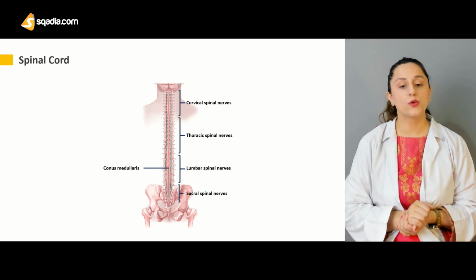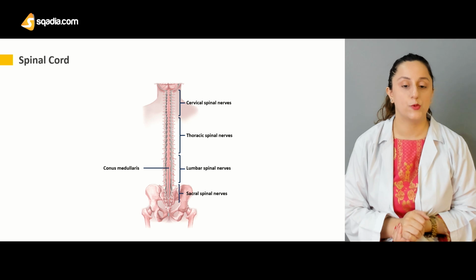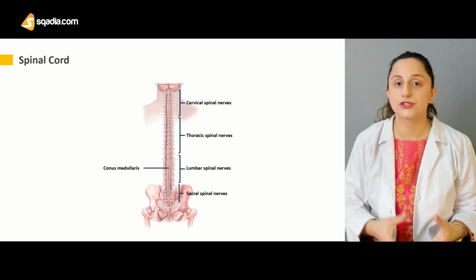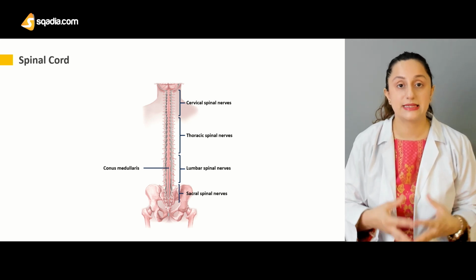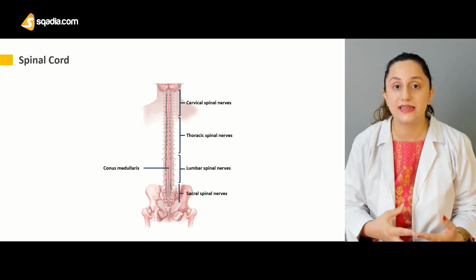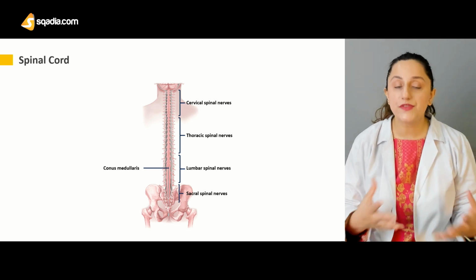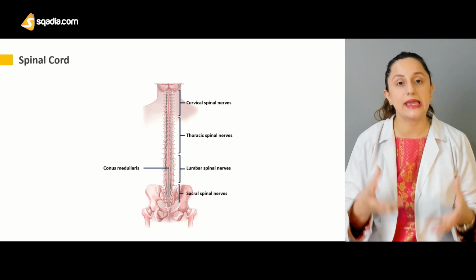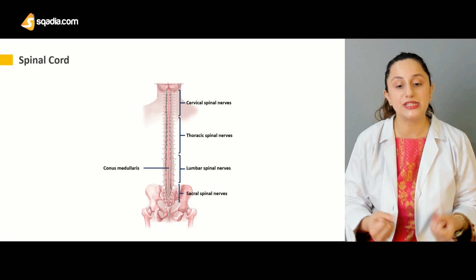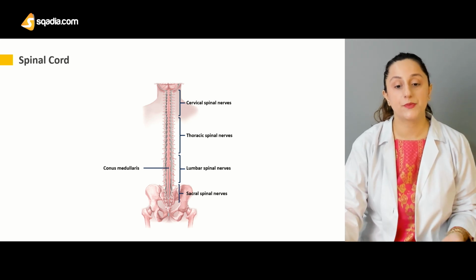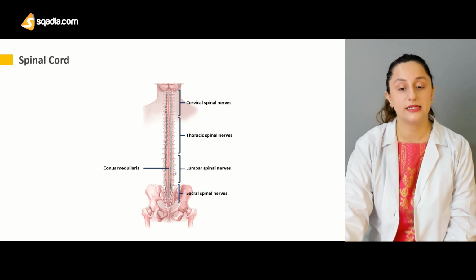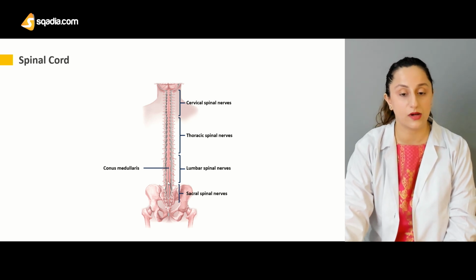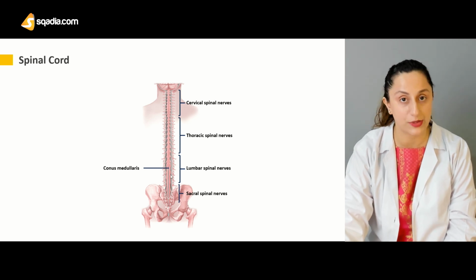Now, talking about the conus medullaris, it is basically where the extension of the pia mater ends, which is known as the filum terminale. Out of that segment, there is a sheathing of the sensory and motor nerves, present at the inferior end of the spinal cord, and this is known as the cauda equina.